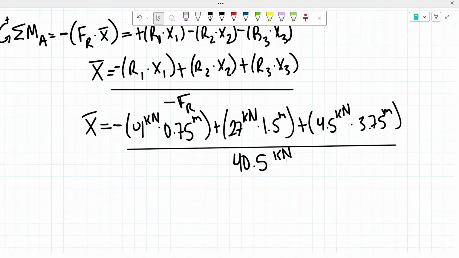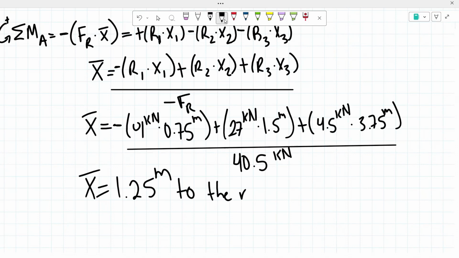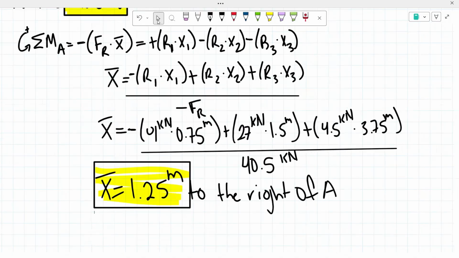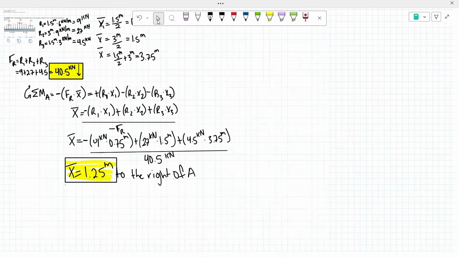So that should give us that the location of the resultant force is 1.25 meters to the right of A. And just like that, we are done with example 4-11.